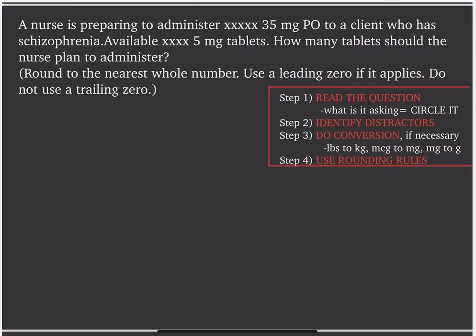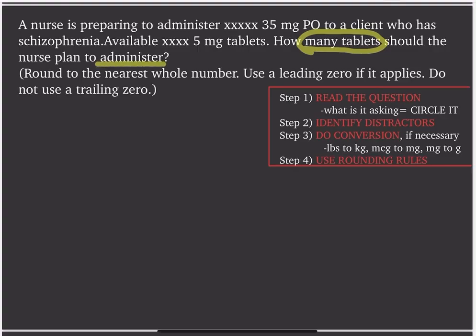Okay, so the second question is, a nurse is preparing to administer a drug 35 milligrams by mouth to a patient who has schizophrenia. Available on hand is 5 milligrams per tablet. How many tablets should the nurse plan to administer? Okay, so step 1, read the question. What is it asking? It's asking how many tablets should the nurse administer? So I want you to circle that so you won't forget.